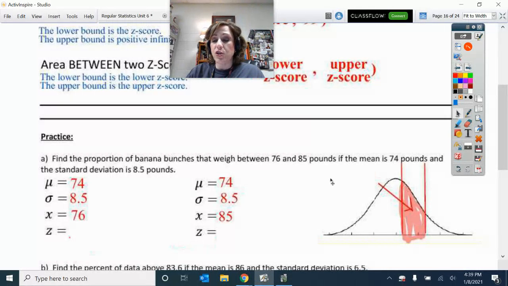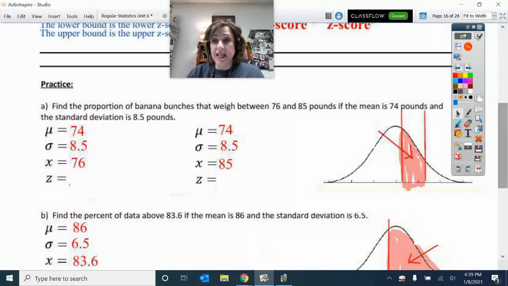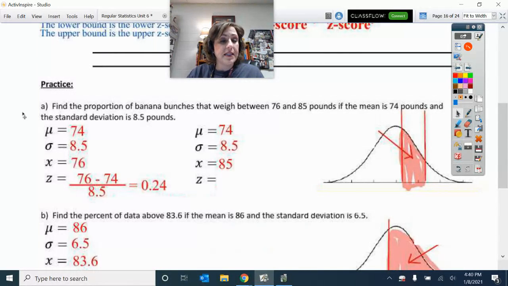So, you're always drawing a picture here to kind of see what it's talking about. So the center was at 74. The mean was at 74 with a standard deviation of 8.5. And then our x values, there were two of them, 76 and 85. So the first one, x minus the mean over the standard deviation is 0.24. So do you see how I drew my line just a quarter of a standard deviation above the mean? And then this one, x minus the mean over the standard deviation, 1.29 above the mean.